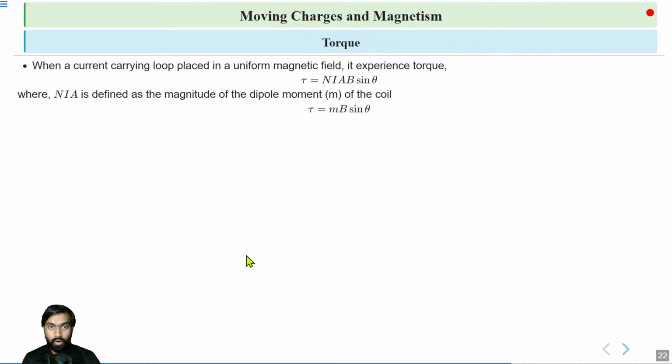And torque in terms of magnetic dipole moment, we can say using the magnetic dipole moment M equal to NIA, the torque can be written as tau equal to MB sine theta. In vector form, the torque is the cross product of magnetic moment vector M and the magnetic field vector B. So we can say tau equal to M cross B.